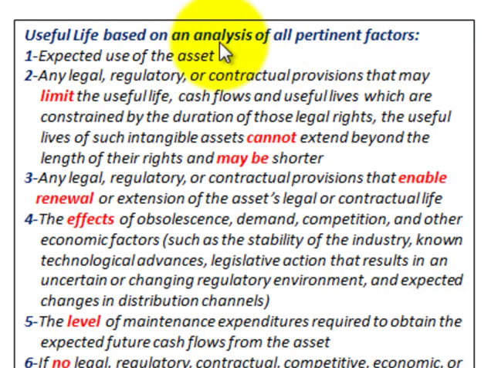Okay, let's look at the useful life based on an analysis of all pertinent factors, and we'll go through a list of the factors. Point 1, expected use of the asset. That makes sense. Point 2, any legal, regulatory, or contractual provisions that may limit the useful life, cash flows, or useful lives which are constrained by the duration of the legal rights. The useful lives of such intangible assets cannot extend beyond the length of their rights and may be shorter. They could be shorter, but they cannot extend beyond their legal rights.